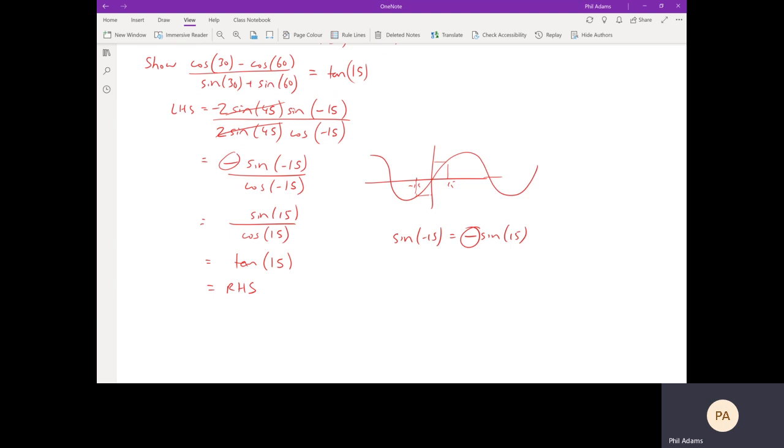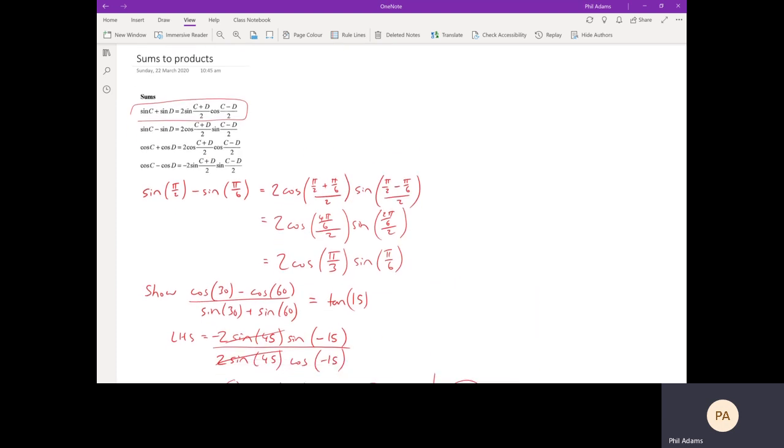Okay, so you can see there how knowledge of the trig graphs is going to be very important. And then apart from that, it really is just substituting into these formula.